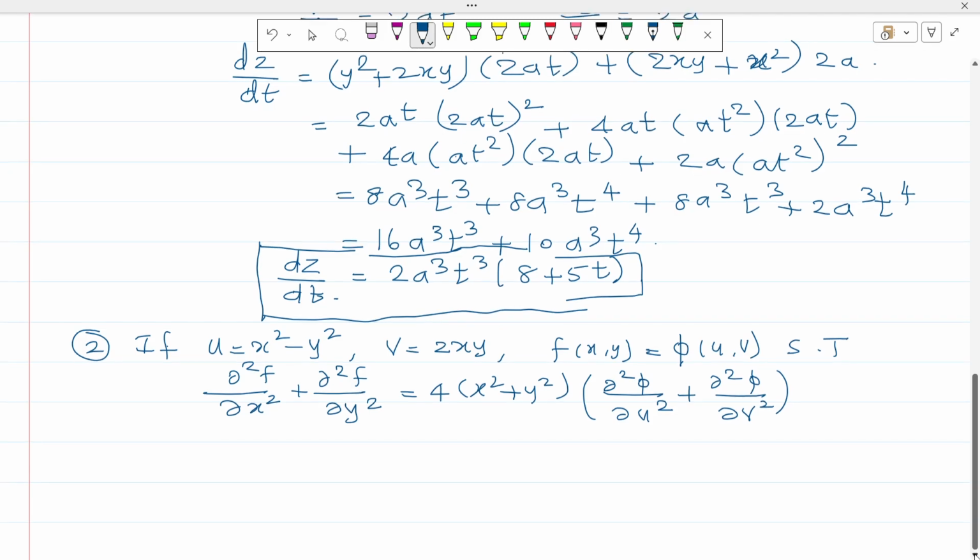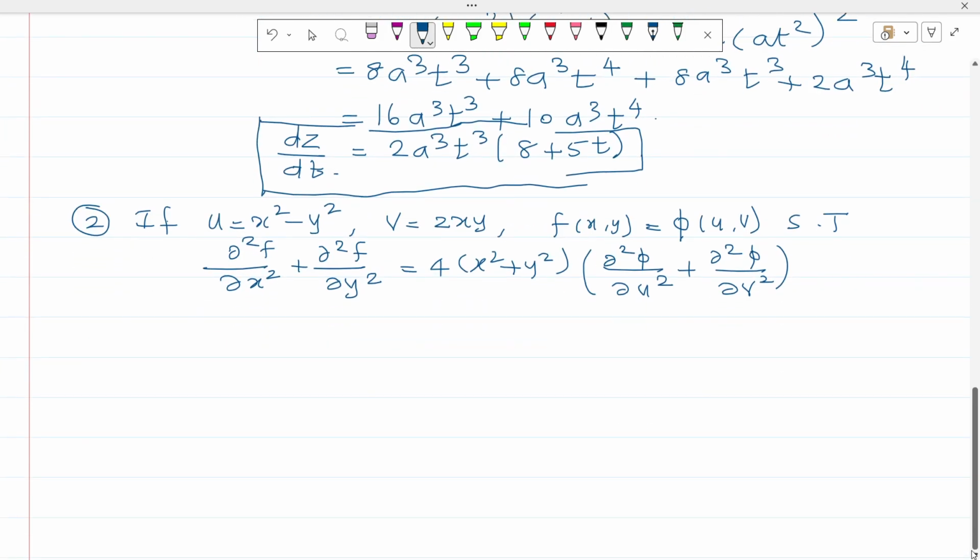Okay, so here it is somewhat different from the first problem. In the first problem, z is a function of u, x and y, and x and y are functions of t only. But here u and v are functions of x and y. f of x comma y is phi of u comma v. So therefore f is a function of x and y.